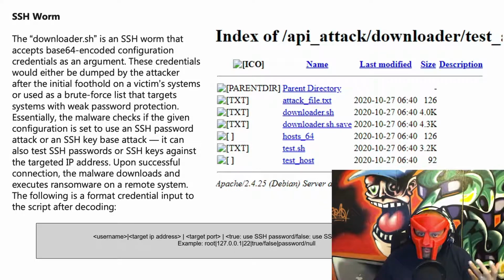Essentially, the malware checks if the given configuration is set to use an SSH password attack or an SSH key-based attack. It can also test SSH passwords on SSH keys against the targeted IP address. Upon successful connection, the malware downloads and executes ransomware on a remote system. So the following is a formatted credential input to the script after decoding. As you see: username, target IP address, target port, true (use SSH passwords), false (use SSH key), and so on.